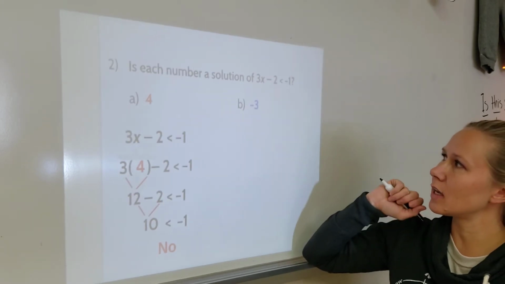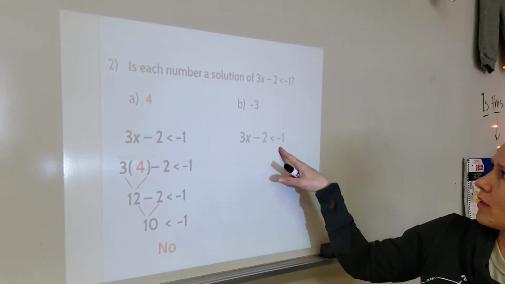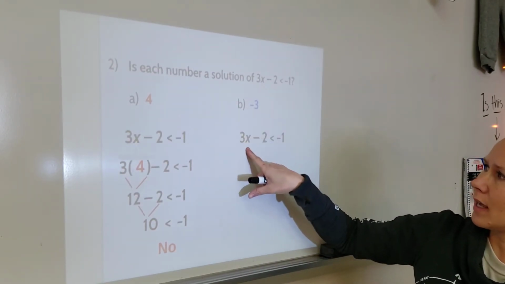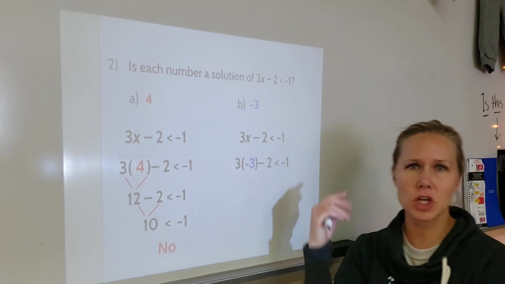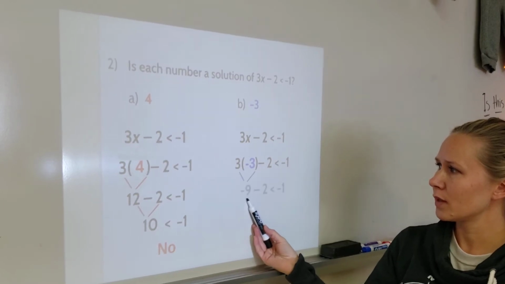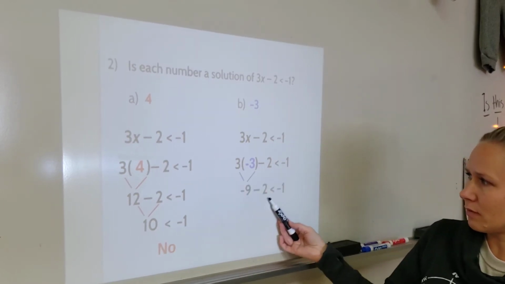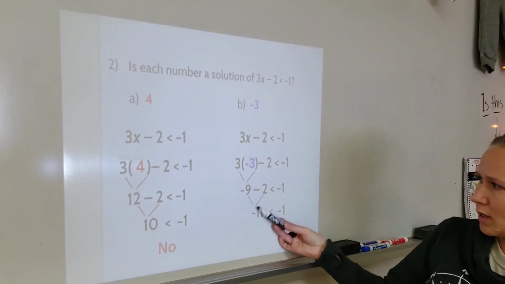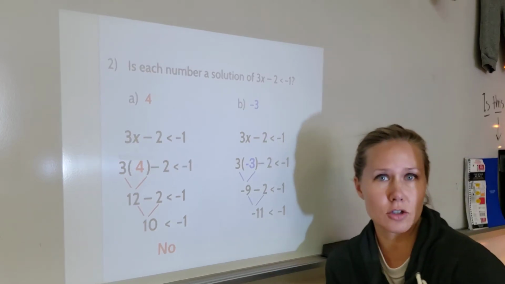Well, let's test negative 3. So I'm going to start with the inequality, and I'm going to plug in negative 3 right here for x. And I'm going to check to see if it's true. So let's simplify. Multiply here. We get negative 9. Now I'm going to simplify here. Negative 9 minus 2, negative 11. Now I got this statement. Is it true?